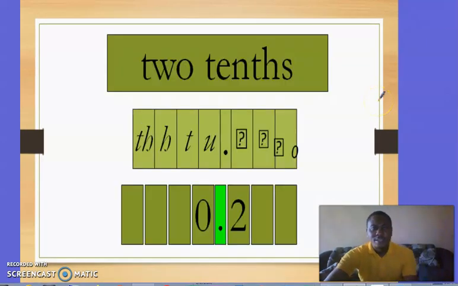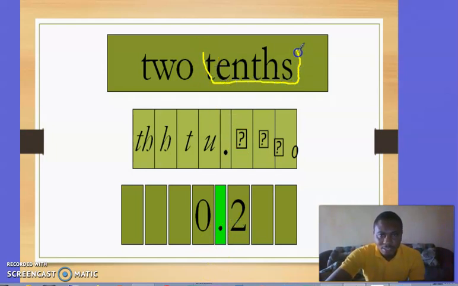Now we're going to look at this number. This number is 0.2. And remember, the first number after the decimal point is our tenths. So this place value is 2/10, showing that the value of this number is 2/10.